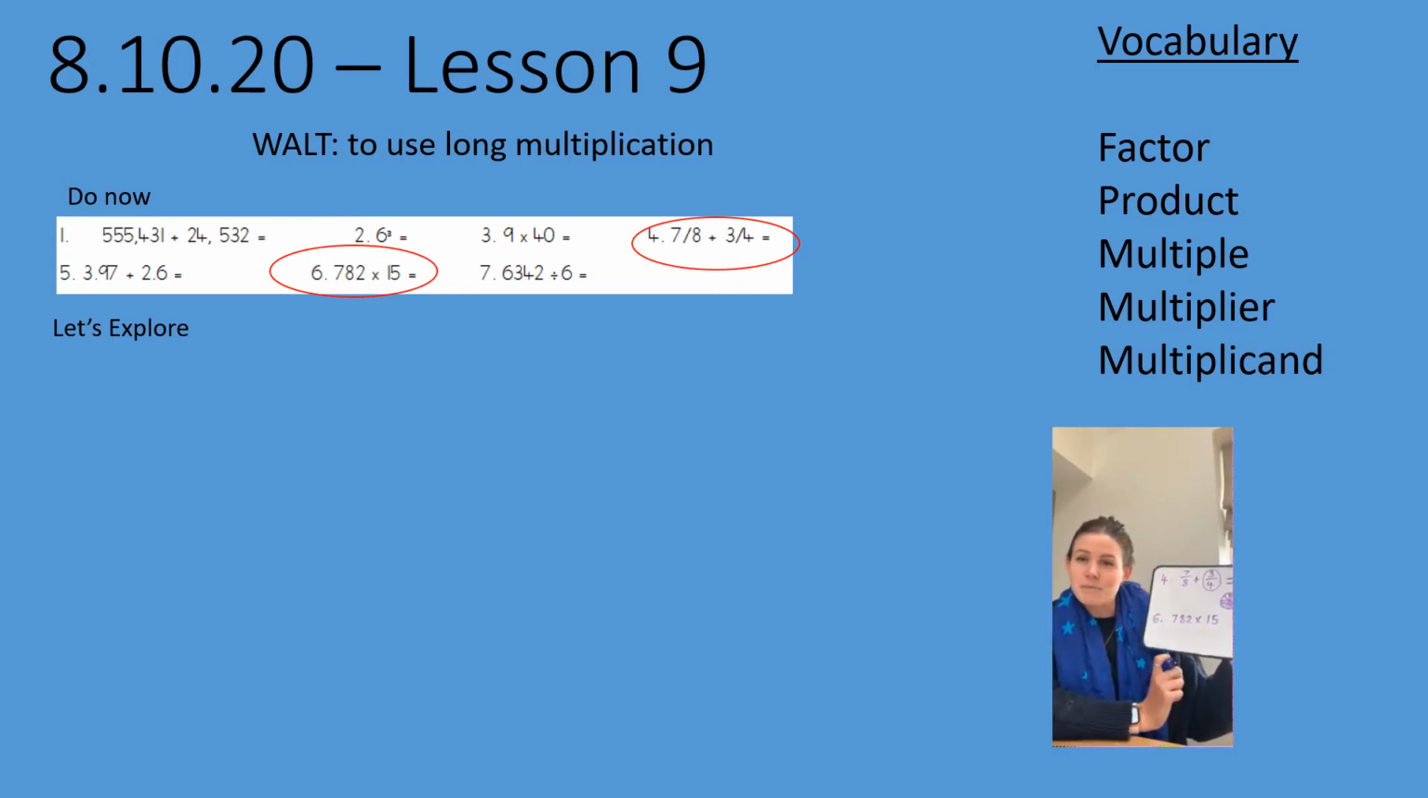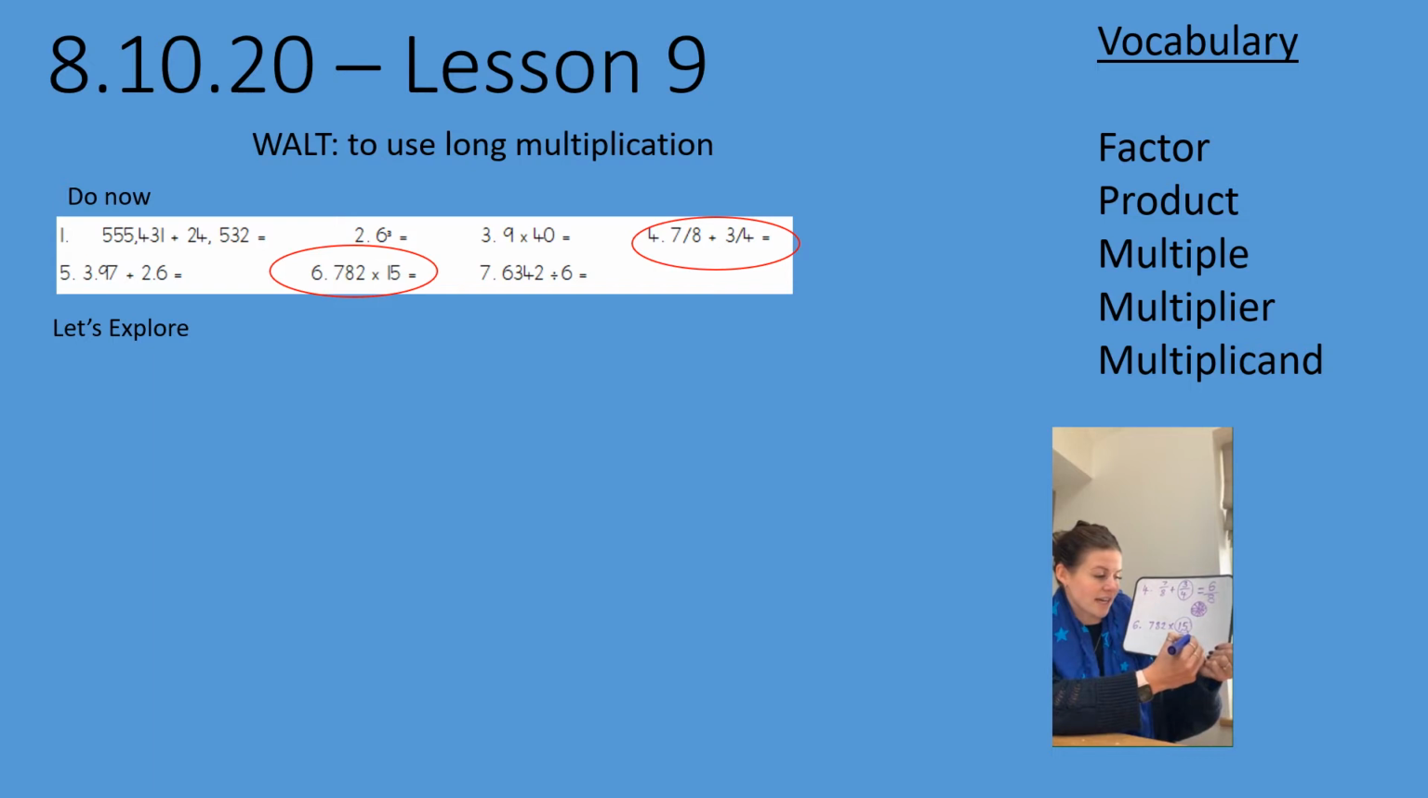Number 6 is more difficult because you would need to use long multiplication for this method unless you can partition. So think about what this 15 is made up of. It's made up of a 10 and a 5. Can we multiply 782 by 10, 782 by 5? Okay, good luck.